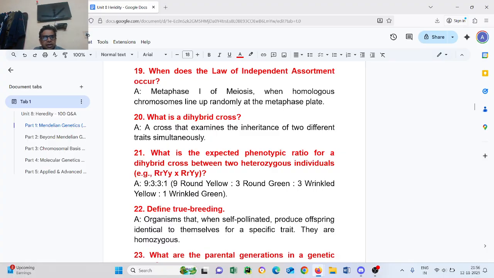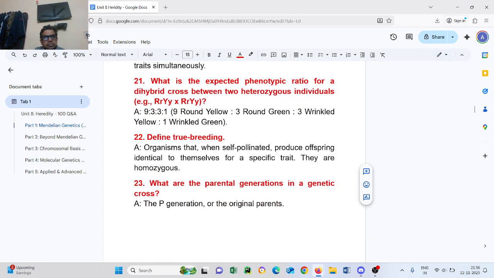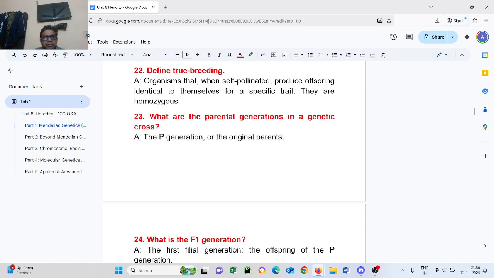Define true breeding. Organism that when self-pollinated produce offspring identical to themselves for a specific trait. They are homozygous. Question number 23. What is the parental generation in a genetic cross? The P generation are the original parents.